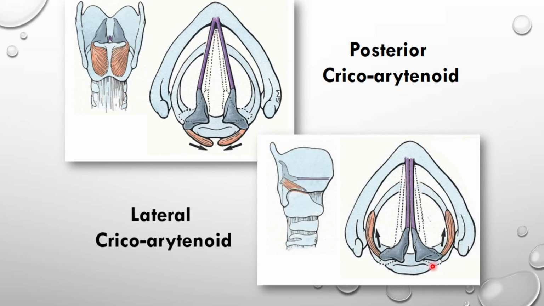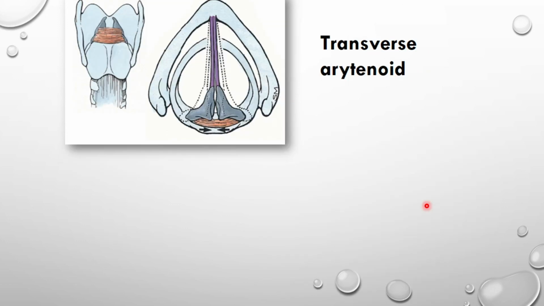We then have the lateral cricoarytenoid, so also attaching to your cricoid, but this time to the lateral aspect of the ring of your cricoid cartilage, and then running to attach onto the little muscular process of your arytenoid cartilages. So this acts to adduct or close the vocal folds.